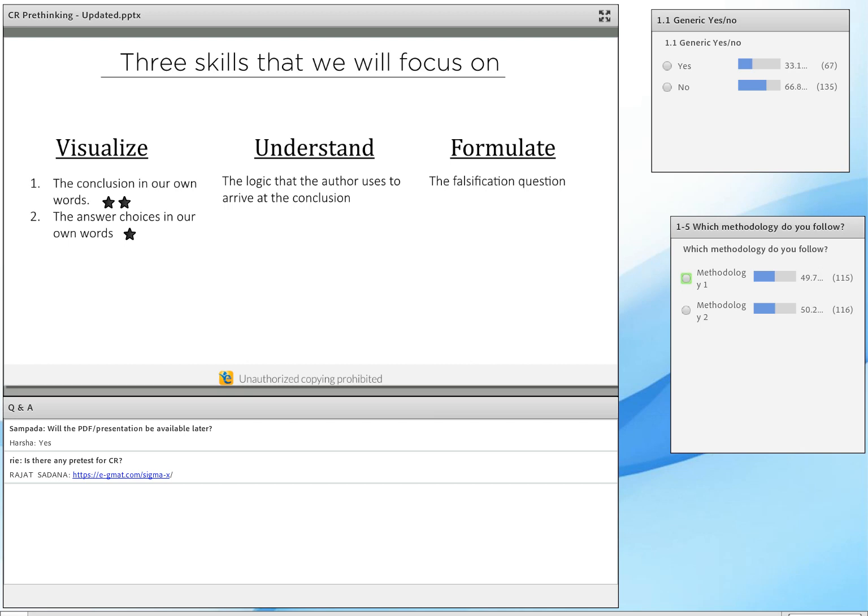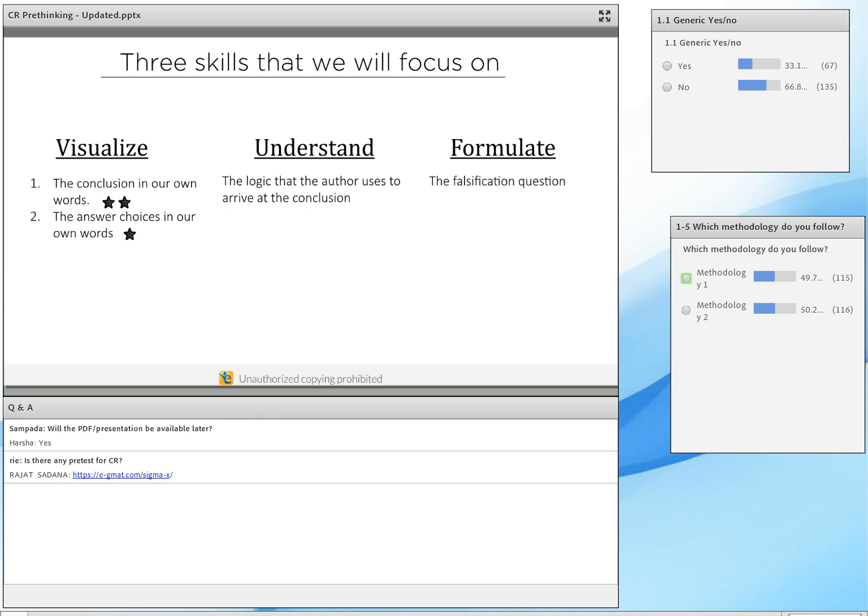And the third thing that we will do is that we will learn to formally formulate what we call a falsification question. So that was like a tongue twister. We will formally formulate the falsification question. We're going to talk about what this falsification question is later on during the webinar.